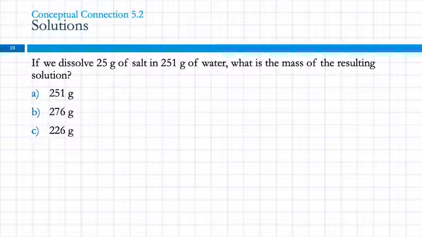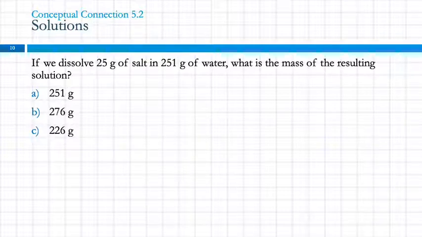This is another conceptual connection. So conceptual means we shouldn't really need a calculator here. So we should try not to overthink it. If we dissolve 25 grams of salt in 251 grams of water, what's the mass of the resulting solution? Just the sum, right? Conservation of mass.